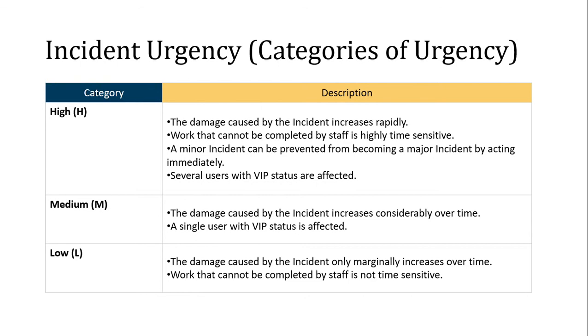So that is what it means to say a minor incident can be prevented from becoming a major incident by acting immediately. Several users with VIP status are affected. Yes, high revenue is affected. Got it? That's it. So when it comes to high, here is the checklist for you. The damage caused by the incident increased rapidly. Work that cannot be completed by the staff or business or the department is highly time sensitive. A minor incident can be prevented from becoming a major incident by acting immediately. Several users with VIP status are affected.